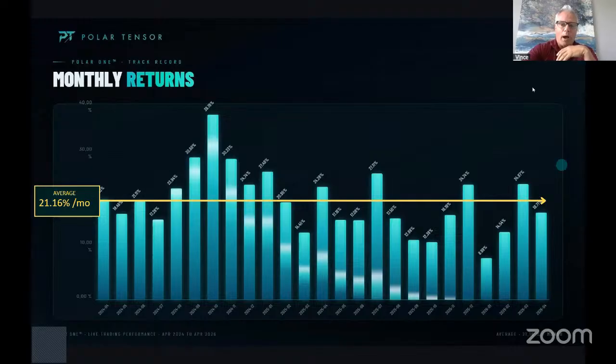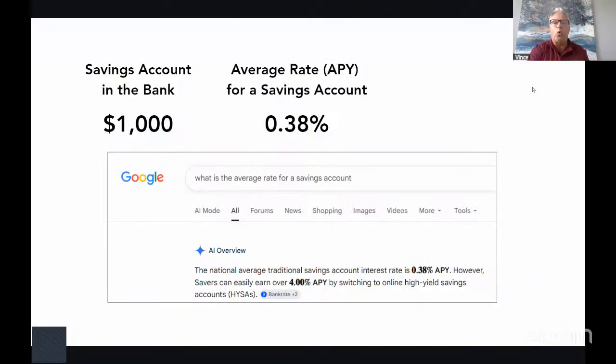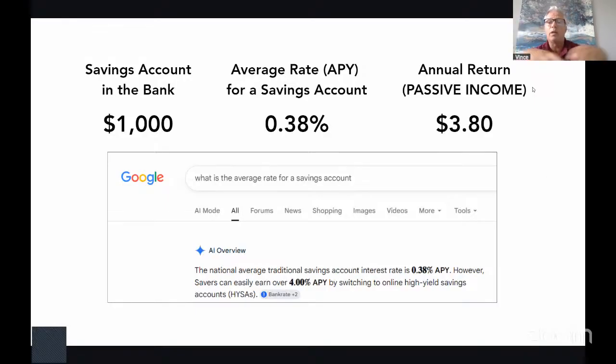And so I want to share with you something that you already know, like a savings account. What is the average rate of a savings account? Currently, it's 0.38% average rate of return per year. That's annual. So that will give you passive income. Passive income meaning you set it and forget it, right? You put your money in the bank and it makes you, let's just say on $1,000 in this example, $3.80 for the year. Okay, so let's just say it's 1%.